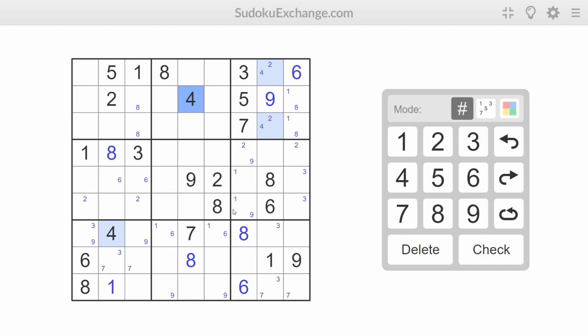Okay, a 4 sees this row. There can only be a 4 in either of these two cells in this column, so there can't be a 4 anywhere else. So here and here, there can't be a 4 here. So these are the only two cells where we could have a possible 4.